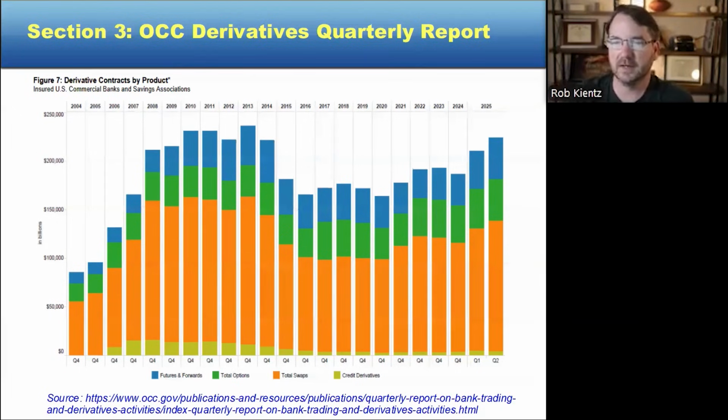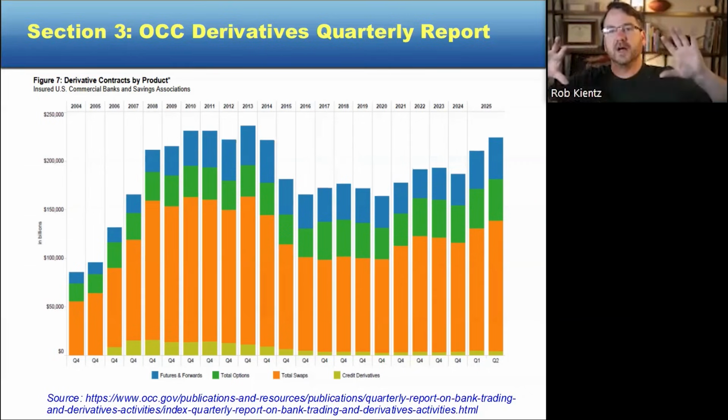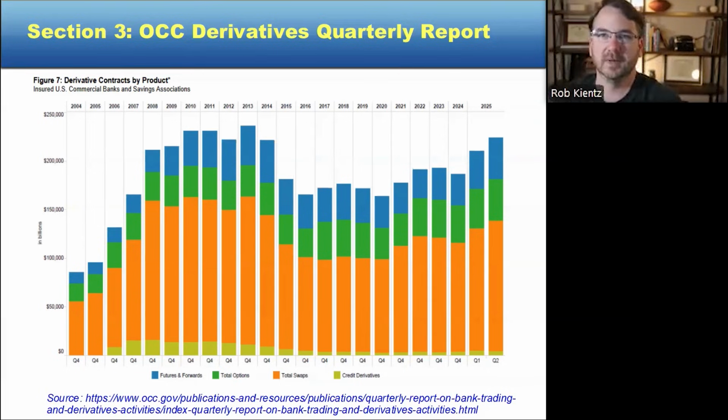To do that, I want to set it up by saying what the OCC does is they look at derivative contracts by product. So you've got futures, options, swaps, and other derivatives. Now, this is for all derivatives. They're not singling out the precious metals here. However, when we get into who's trading, we know who the big banks are because they trade all derivatives across all markets, and that's clearly in this report. So this does give us an idea of the percentage of futures related to options and swaps across all products.